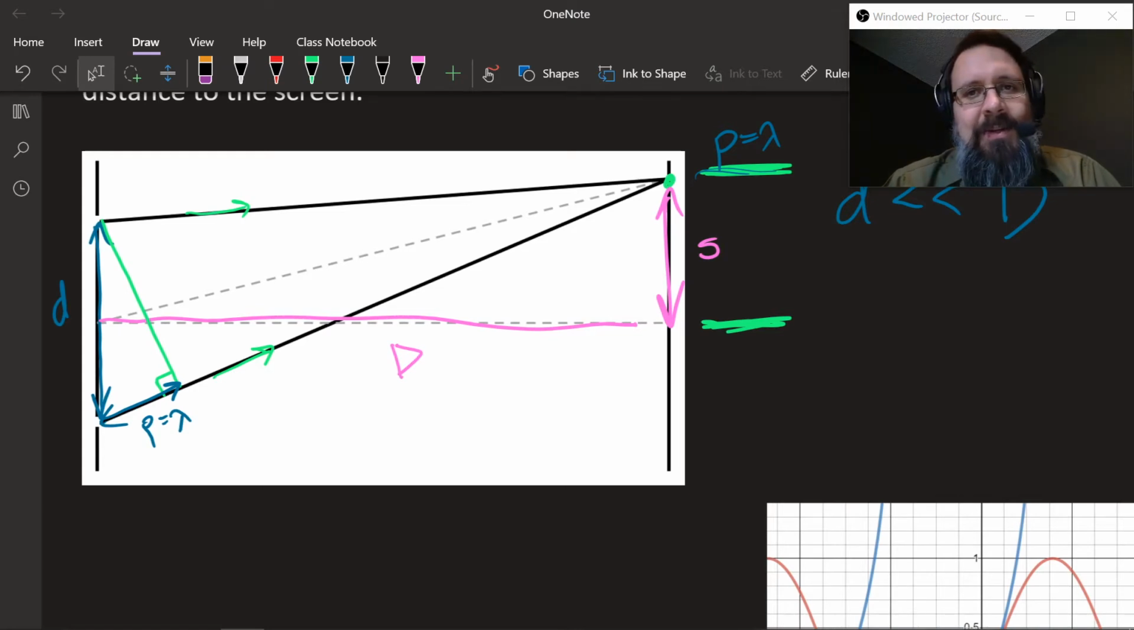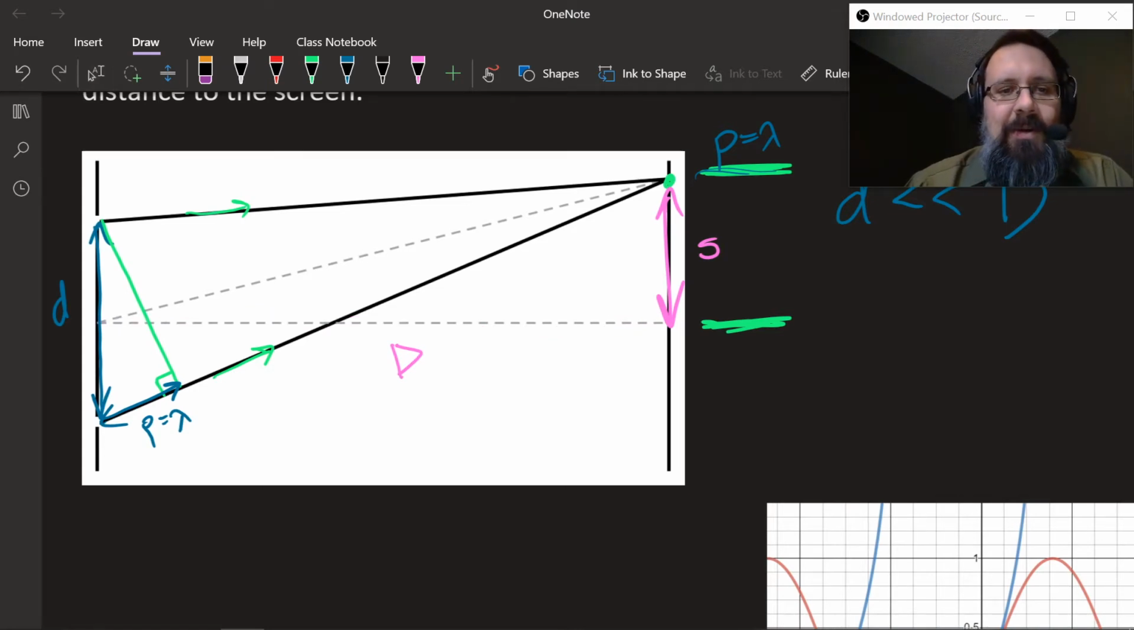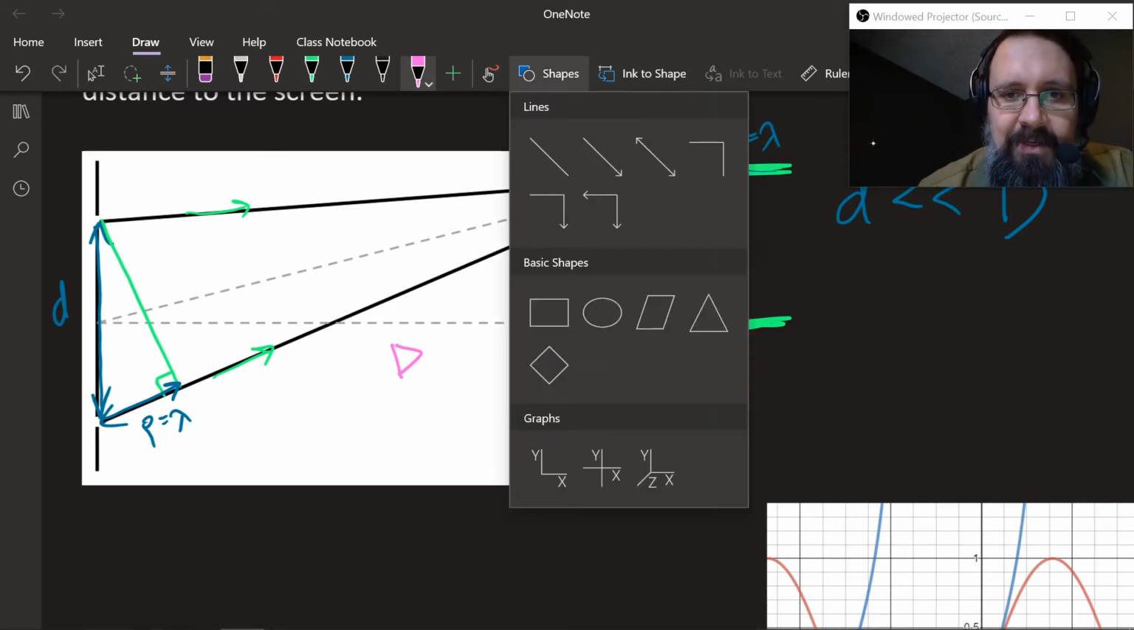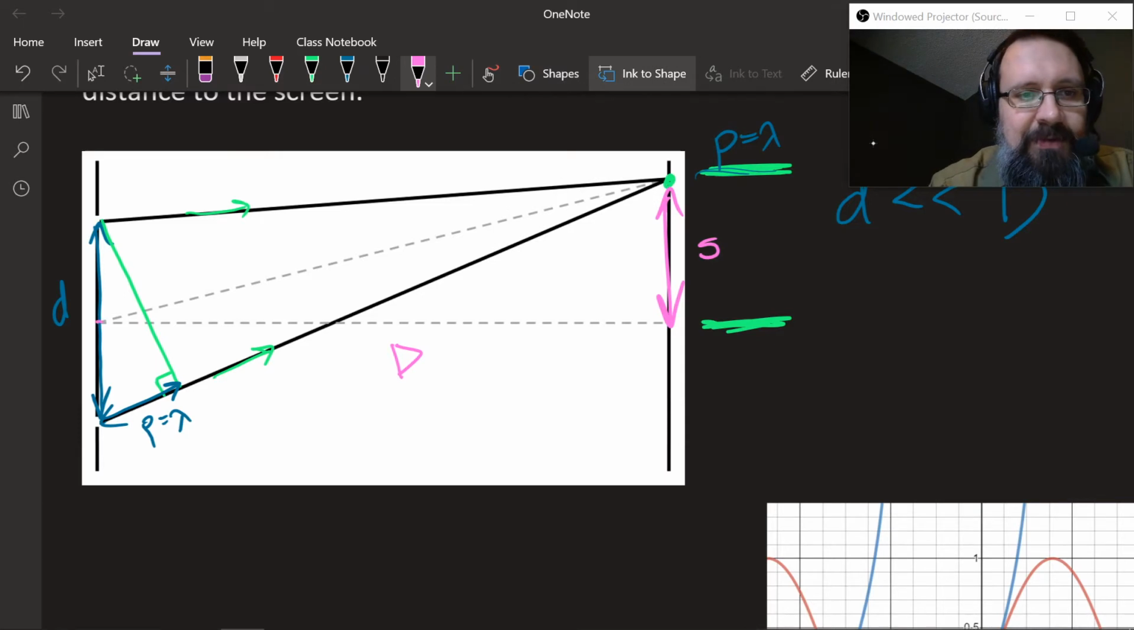All right, so now what we need to do is do a little bit of geometry and search for what are called similar triangles. And so the way we're going to do that is by searching for 2 triangles. I'm going to see if I can do ink to shape on my surface. So if I go like this and like that, I'm trying to make a right triangle.